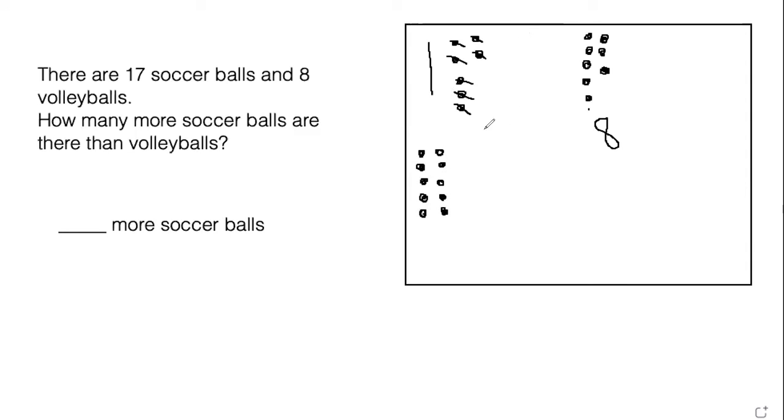We already have 7 crossed off. Then we would just cross off 1 more. That leaves us with 1, 2, 3, 4, 5, 6, 7, 8, 9. What we did was we subtracted 8 from 17. 17 minus 8 equals 9. So we know that there are 9 more soccer balls.